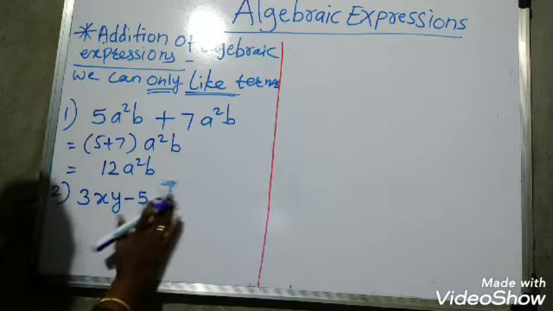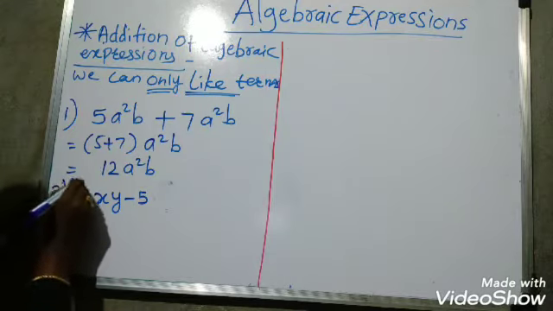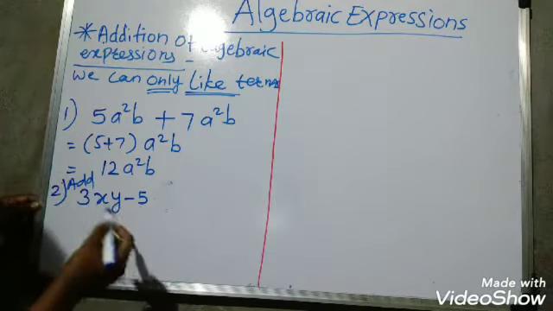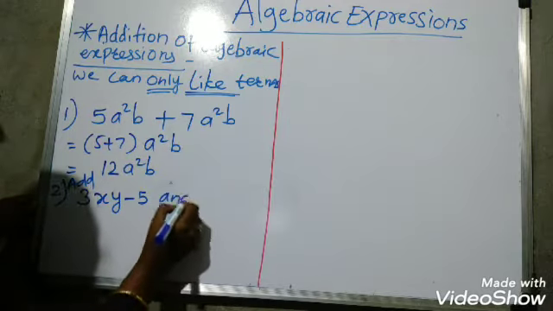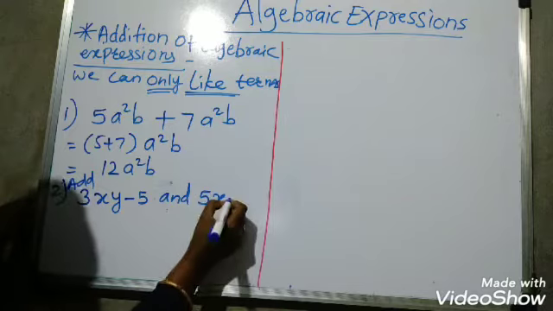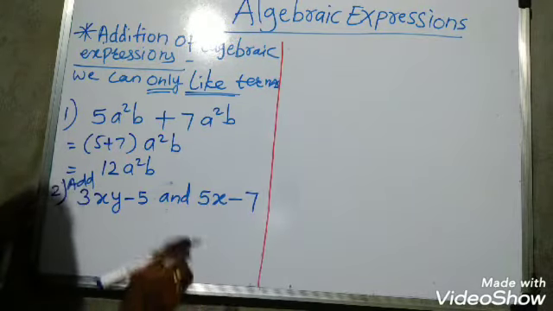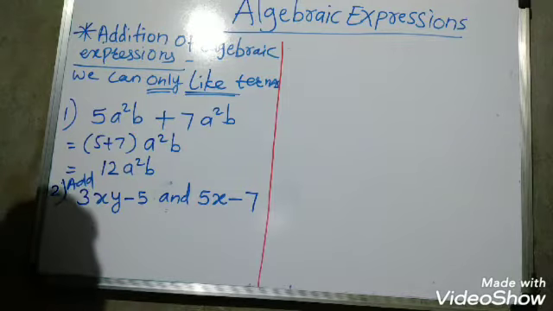Okay, for question 2 we will write like this: add 3xy minus 5 and 5x minus 7. Okay, we will take 7. Now how will we add these?